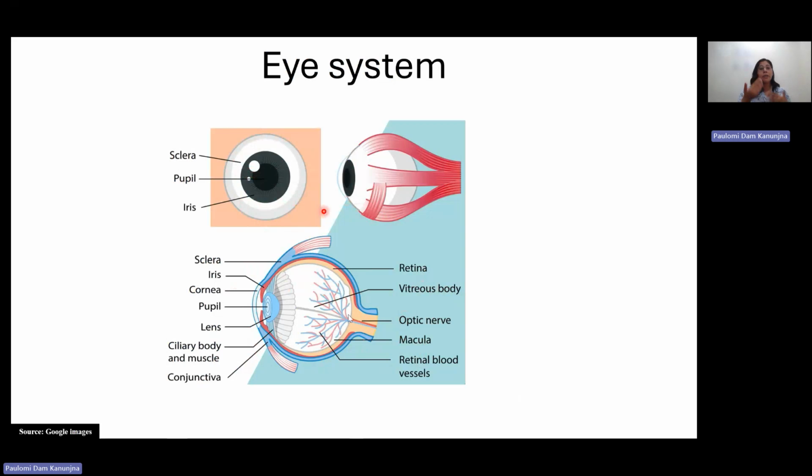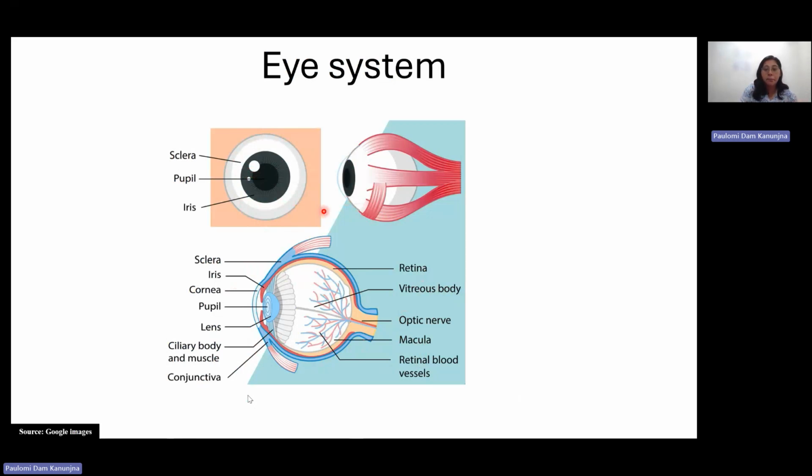Beginning from the exterior anatomy, your eyes are protected by eyelids and eyelashes. This is the eyelid, this is the eyelash. They protect the eye from dust, injury and excessive light. The next one is the sclera. The sclera is the white outer coat of the eye, a very tough connective tissue, and it is involved in maintaining the shape of the eye. The next one is the cornea.